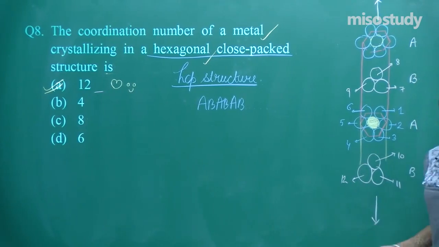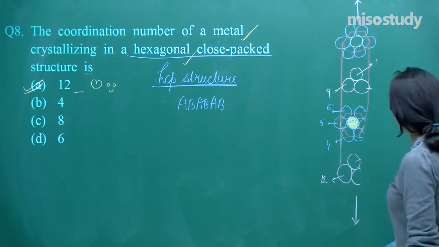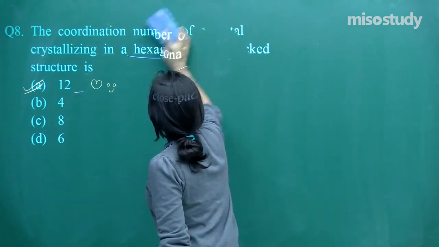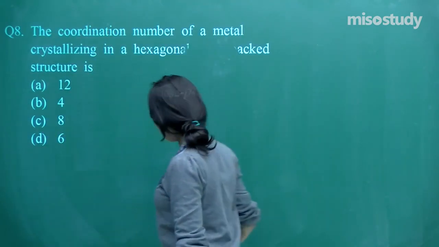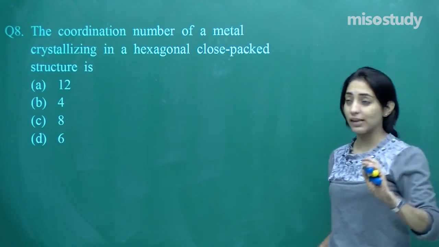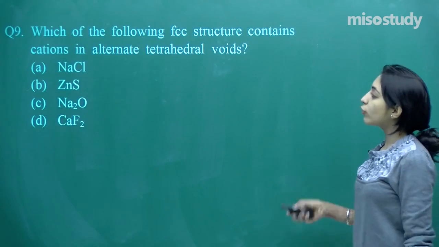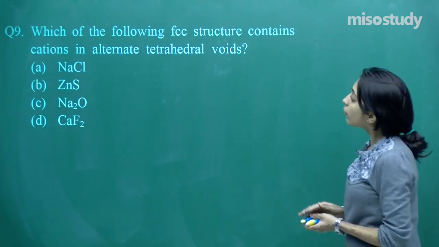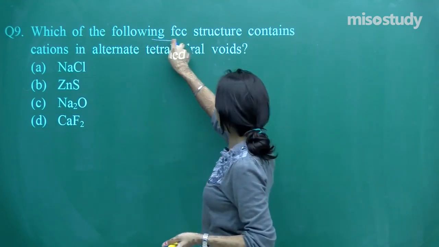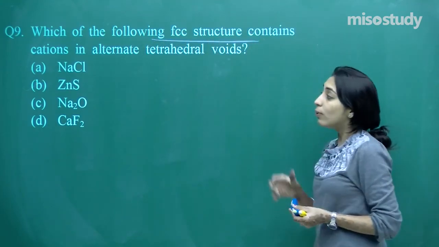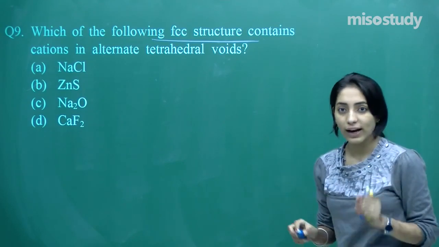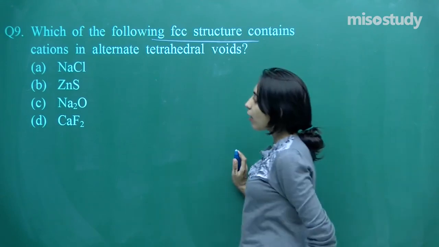Take a minute or so, and then I can move on to question number 9 as well. So let's see question number 9. Is it a difficult question or an easy question? So guys, all these questions are up to JEE Mains level. Fine. Moving on to question number 9. Which of the following FCC structures, so again it is a face-centered cubic unit cell, contains the cations in alternate tetrahedral voids? Let me read out the options.